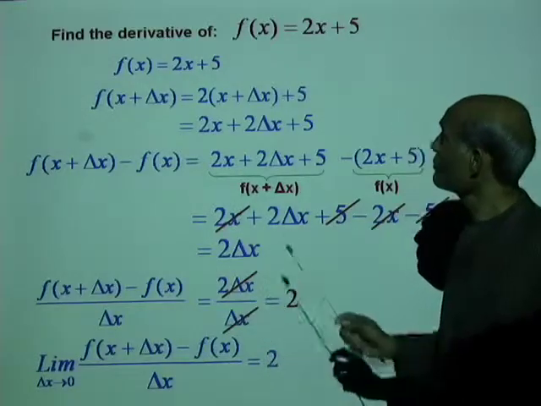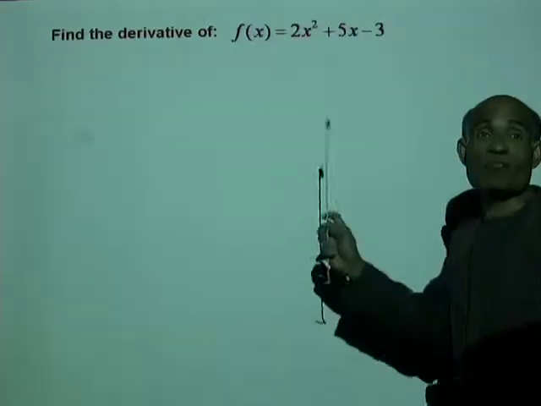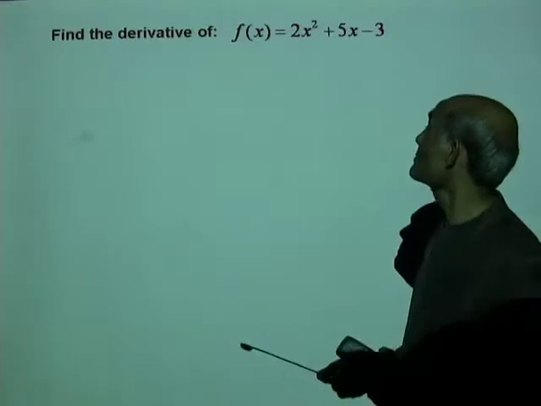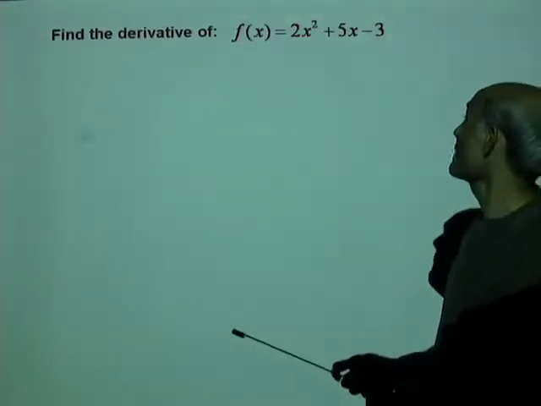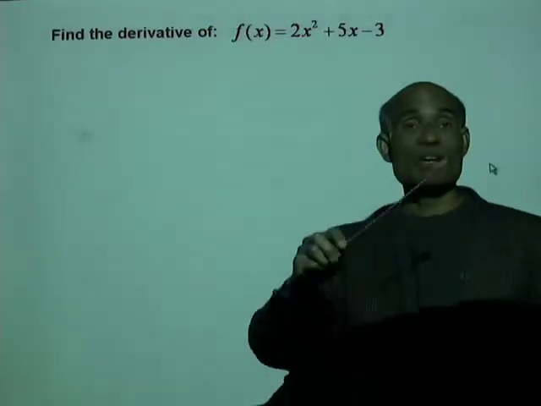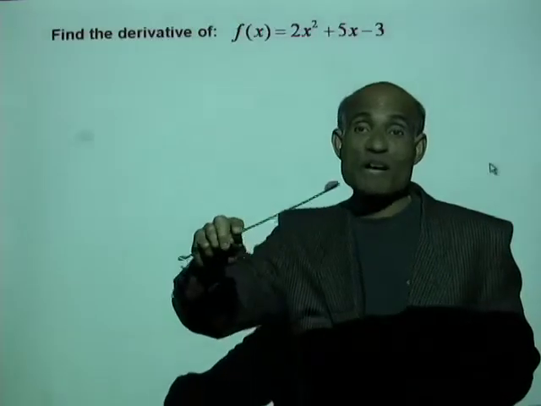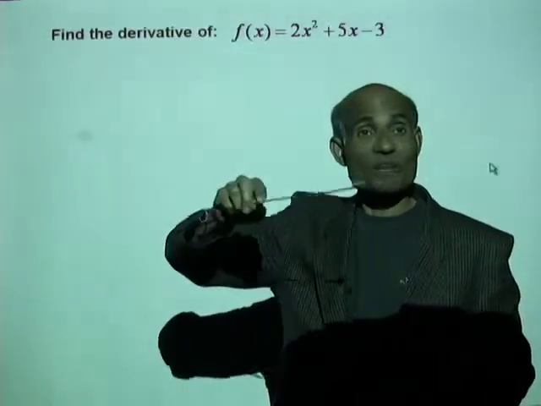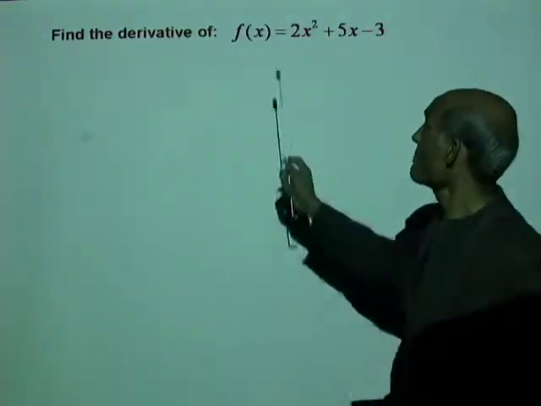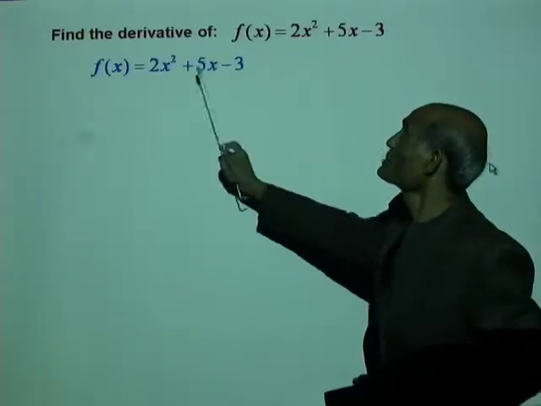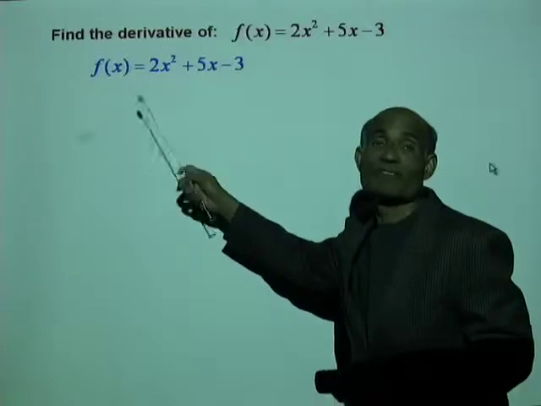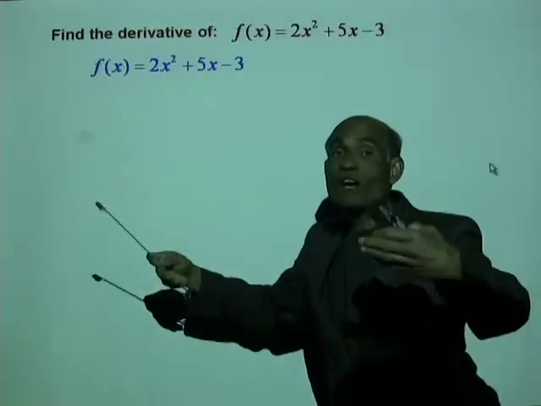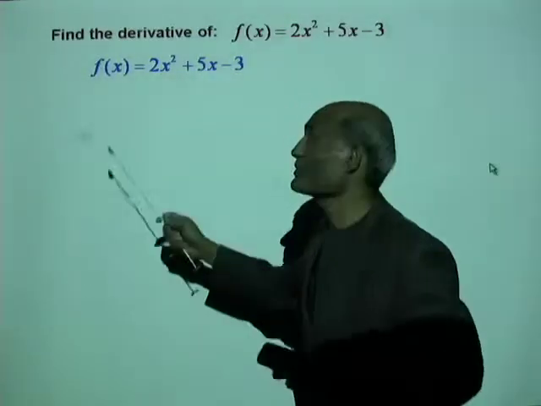Let's practice the same with another function. Look at this. F of x equal to 2x squared plus 5x minus 3. If you know how the graph of this quadratic function looks, it will be a curve, curving up. Is that right? Okay, so this is your f of x. We start with the f of x. What is the next step? Find f of x plus delta x.